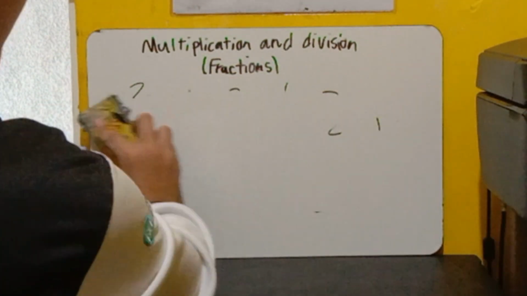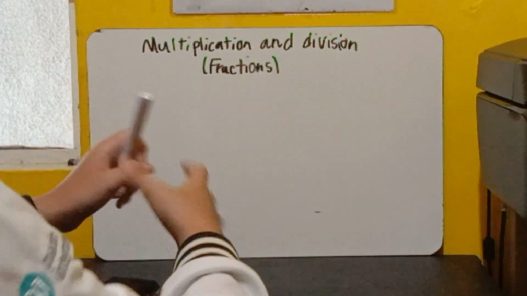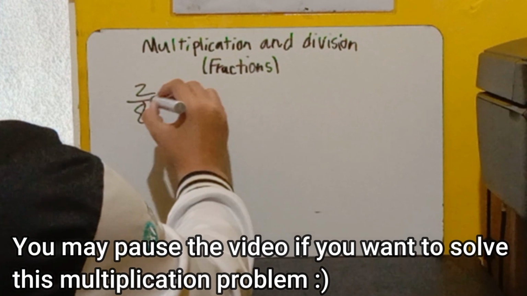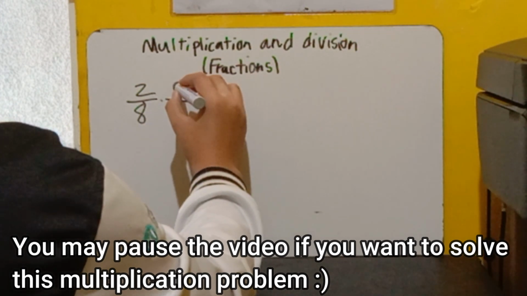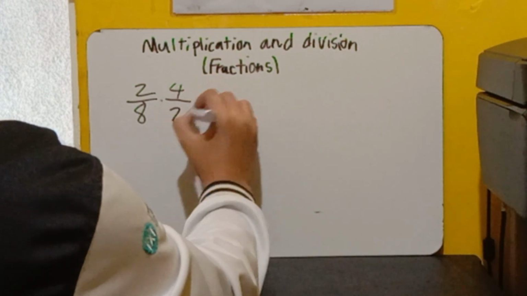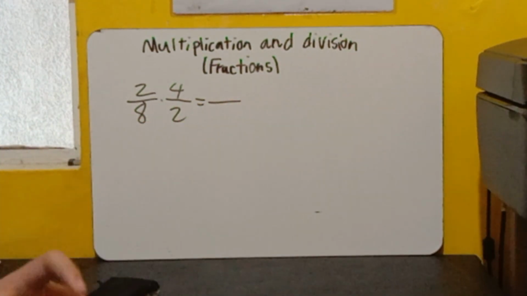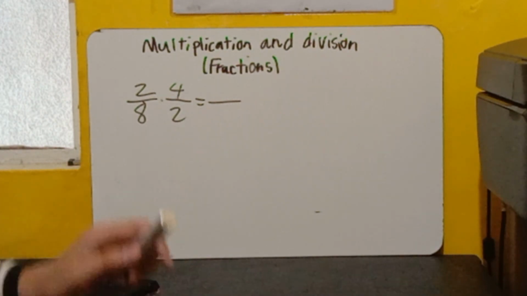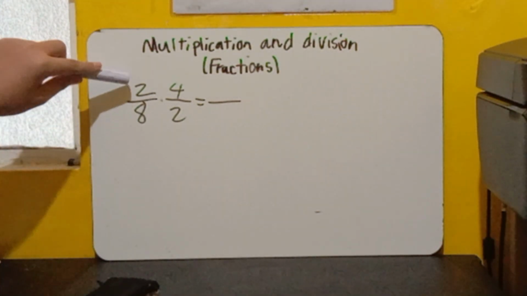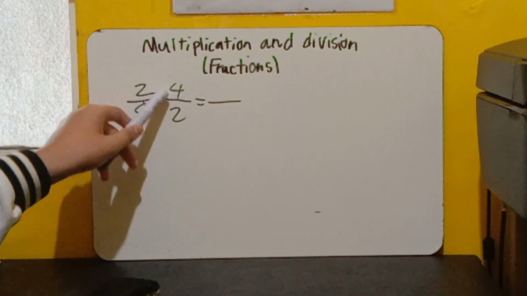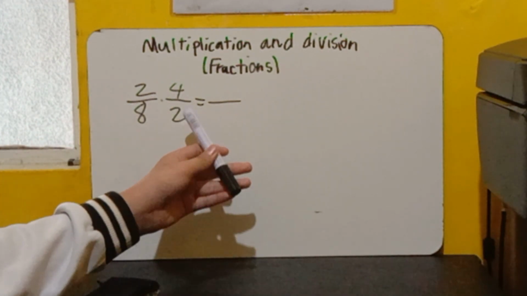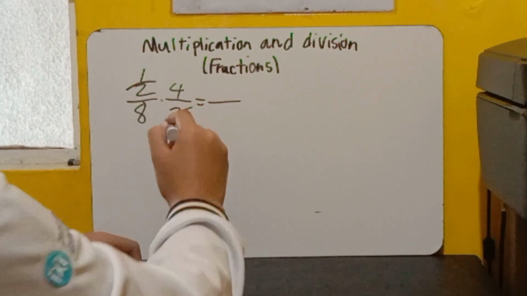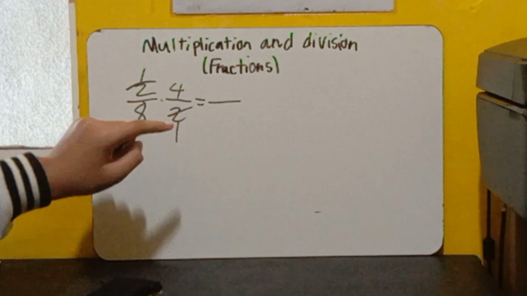They're actually easier. Now, let me give you some problems to solve. I want you to solve this problem: 2/8 times 4/2. All right? You may pause the video so you can answer it. Right here in the first fractional number, the numerator is 2, and in the second fractional number, the denominator is 2. So if we cancel them out, both of them become 1.